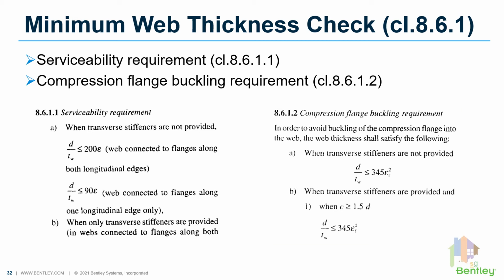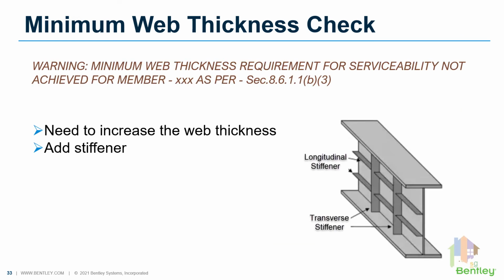If any of the criteria is not fulfilled, then a warning message is reported in the output file indicating the violation of the minimum web thickness criteria. As this is a serviceability requirement, design is not terminated, but to eliminate the warning, you need to modify the web, either increase the web thickness or strengthen the web by adding the stiffener.